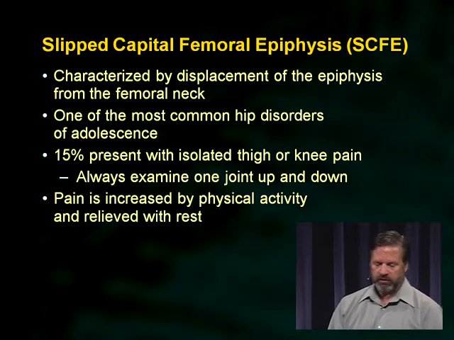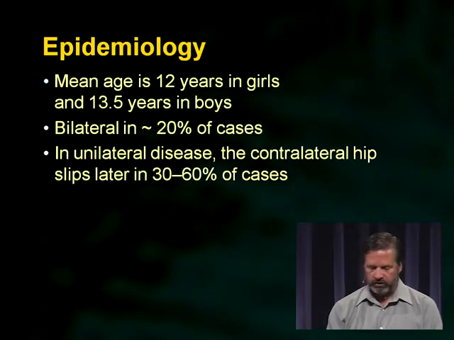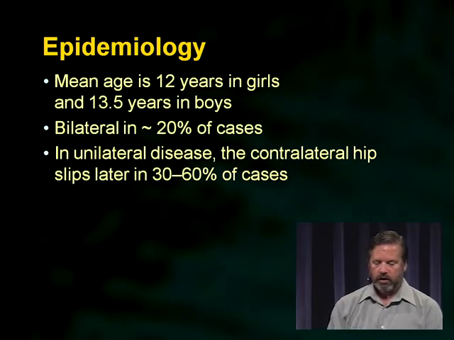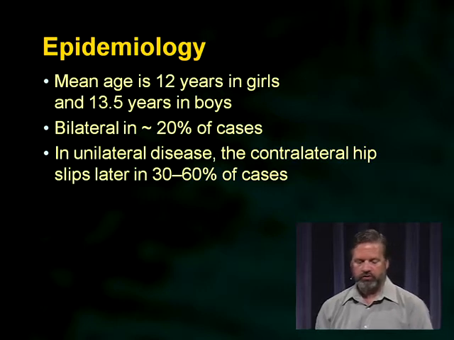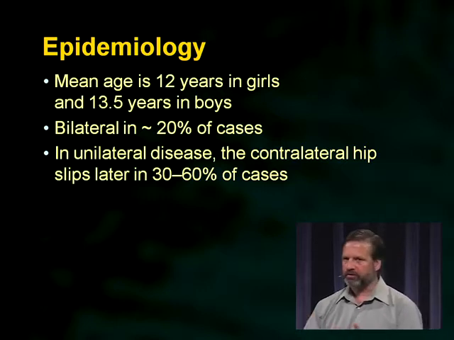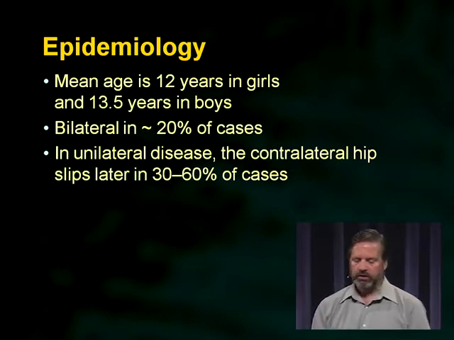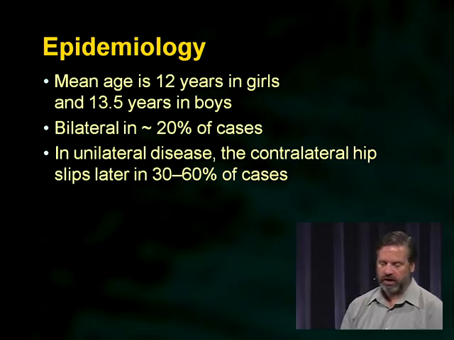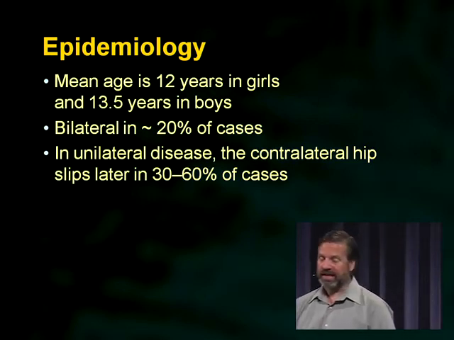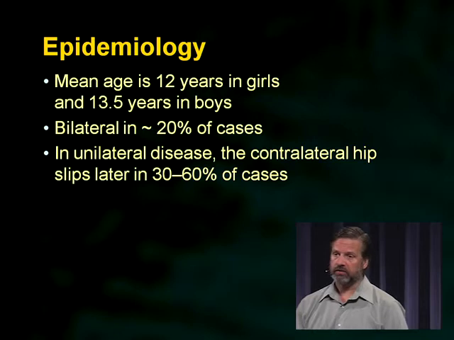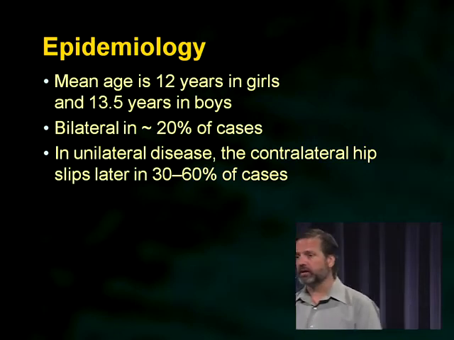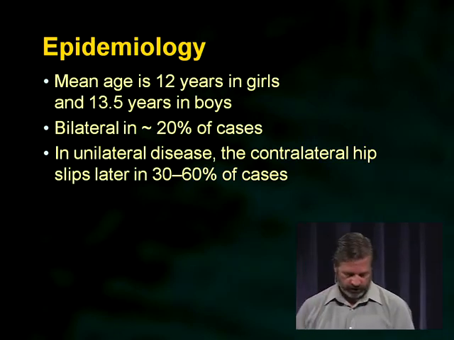Pain with SCFE is increased by physical activity and generally relieved with rest. Mean age 12 years in girls, 13 and a half in boys. Again, probably speaks to that difference in development. Bilateral in about 20% of cases. And in unilateral disease, the contralateral hip then slips later in up to 60% of cases. So even the kid who you treat and get through this, you need to watch the other hip.